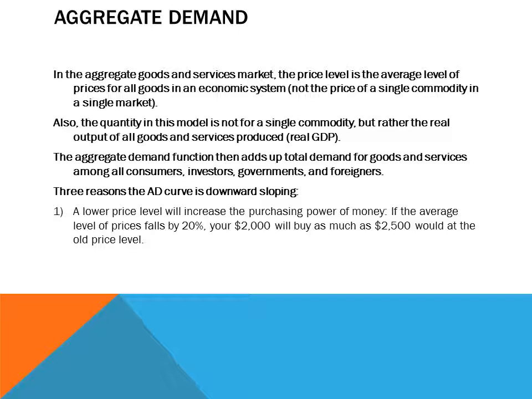There are three reasons that the aggregate demand curve is downward sloping. First, a lower price level will increase the purchasing power of money. If the average level of prices falls by 20%, your $2,000 in your bank account will buy as much as $2,500 would at the old price level.